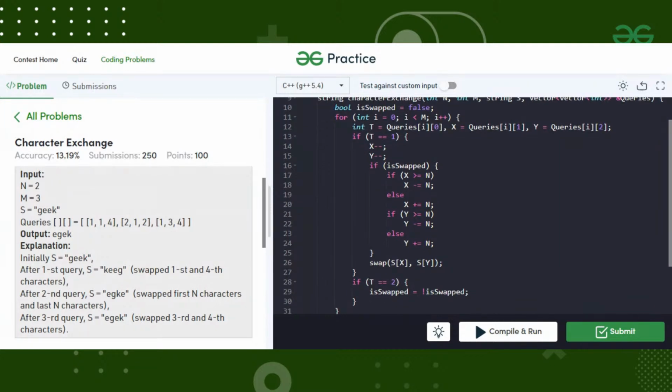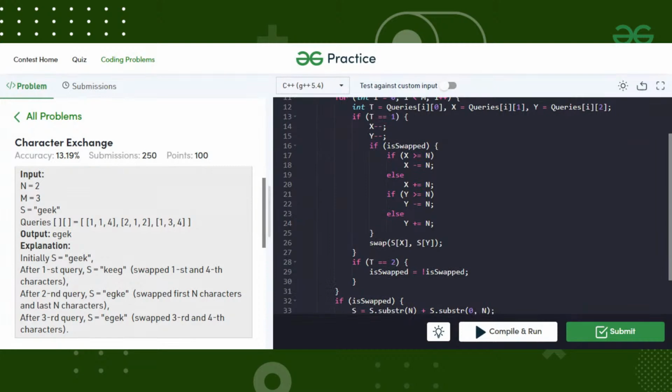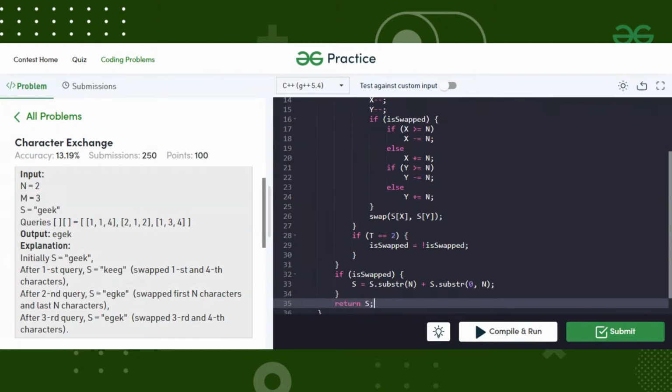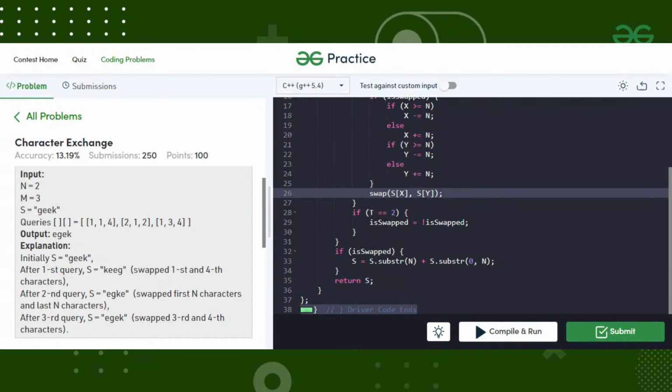Now, if the first n characters have been swapped, then you need to adjust the index values of x and y. For this adjusting, we have done this calculation here, and after the adjusting, you can simply swap. And if t is 2, it means that we need to swap the first n characters with the last n. Rather than swapping again and again, you can simply have a flag value that says whether they are already swapped or not, and keep on changing it. That will give you the correct answer.